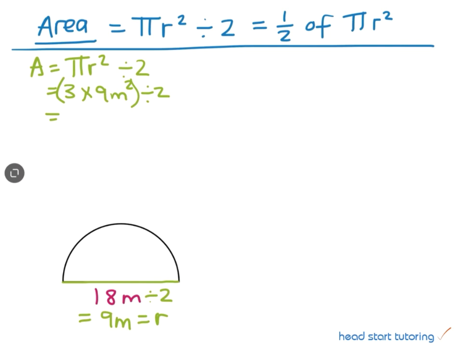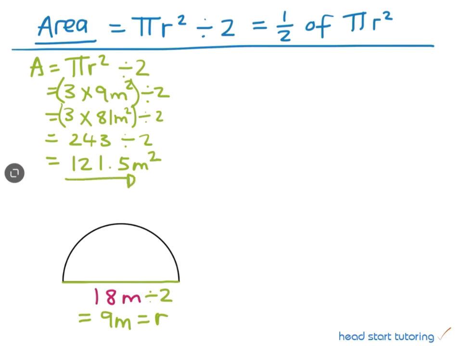So 3 multiplied by 9 squared is 3 multiplied by 81 meters squared, and then we divide that by 2, and that will give us an answer of 243 meters squared divided by 2, which gives us an answer of 121.5 meters squared. So the answer to the area of this semicircle when we are using pi equal to 3 will be 121.5 meters squared.